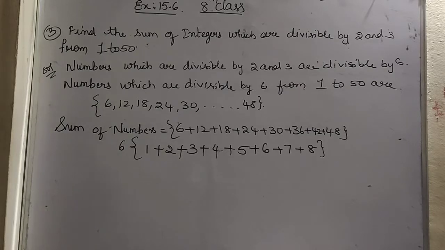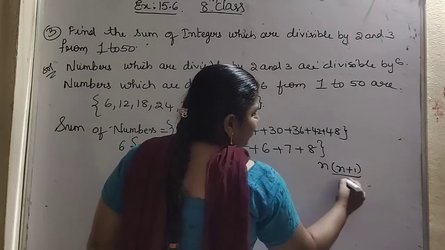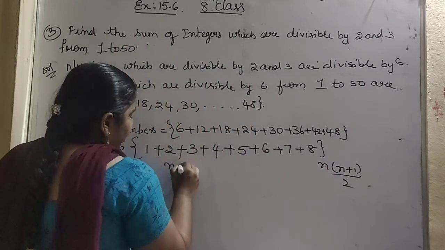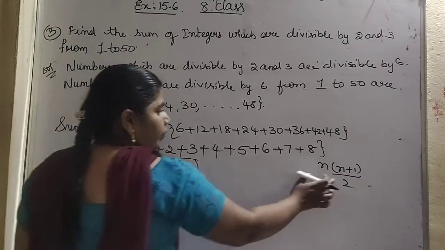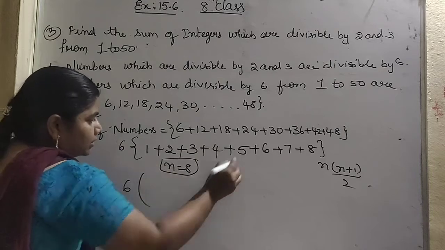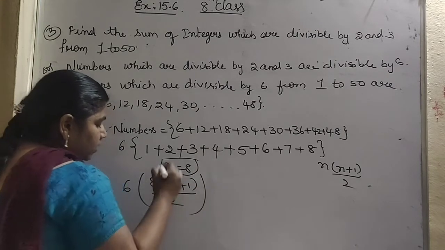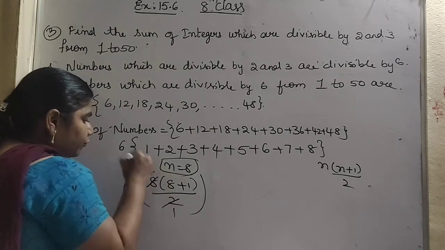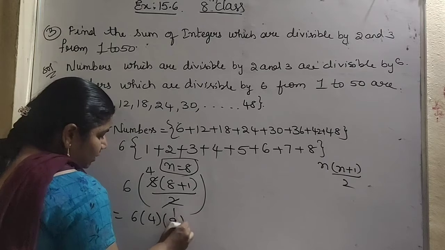Sum of n natural numbers formula is what? N into n plus 1 by 2. And what is the n value here? N value is 8. So this 8 we have to substitute in this formula now. So 6 I am writing as it is. N value is 8 into 8 plus 1 by 2. So 2 ones, 2 fours. So 6 into 4 into 8 plus 1 is 9.